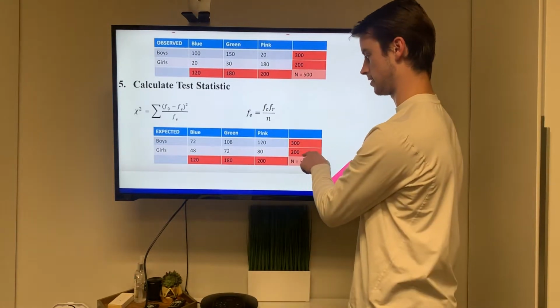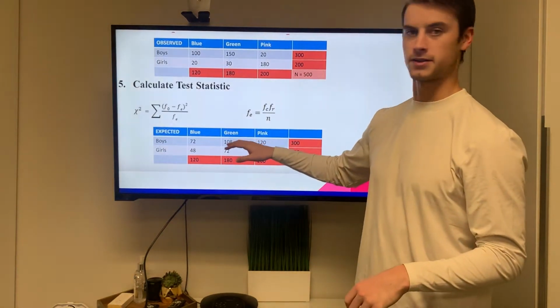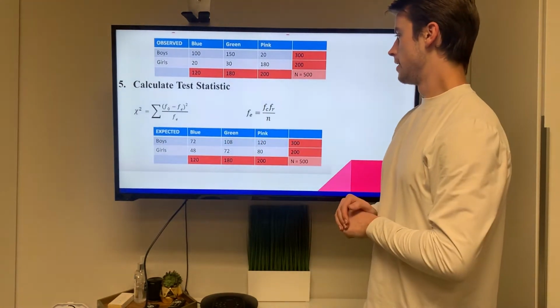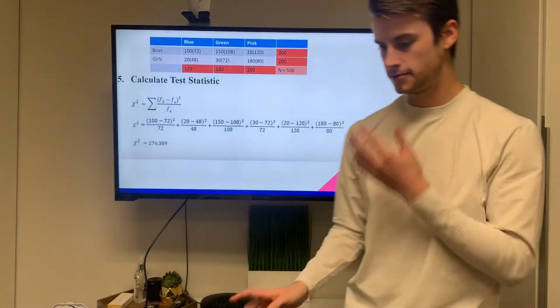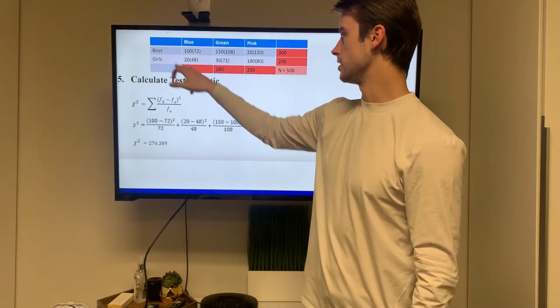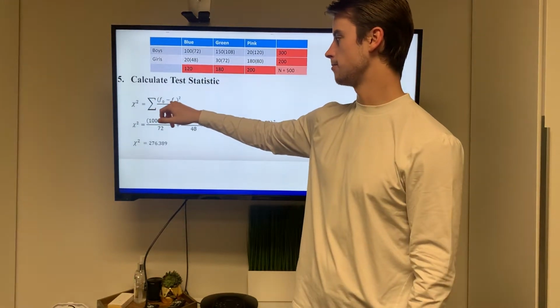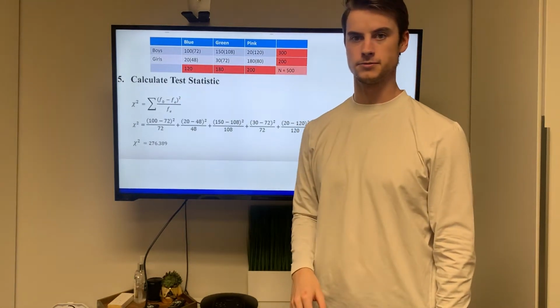And I would do the same thing for these, okay? Really easy, really simple. You've just found your expected values, okay? So now comes the actual test statistic part. In order to do this, I need to take the sum of the observed value minus the expected value, square it, and then divide by the expected value, okay?